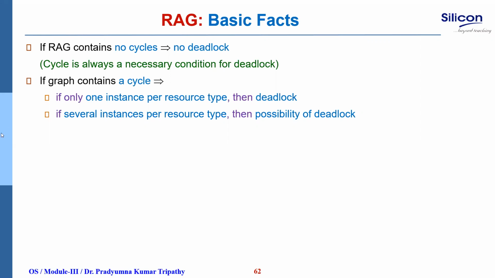That is the first one. Second, if it contains a cycle, then also we do not give a guarantee that it's in deadlock. If there is only one instance per resource type, then it is in deadlock. If there are several instances per resource type, then there is a possibility of deadlock; a deadlock may occur. So these are our observations from the resource allocation graph.